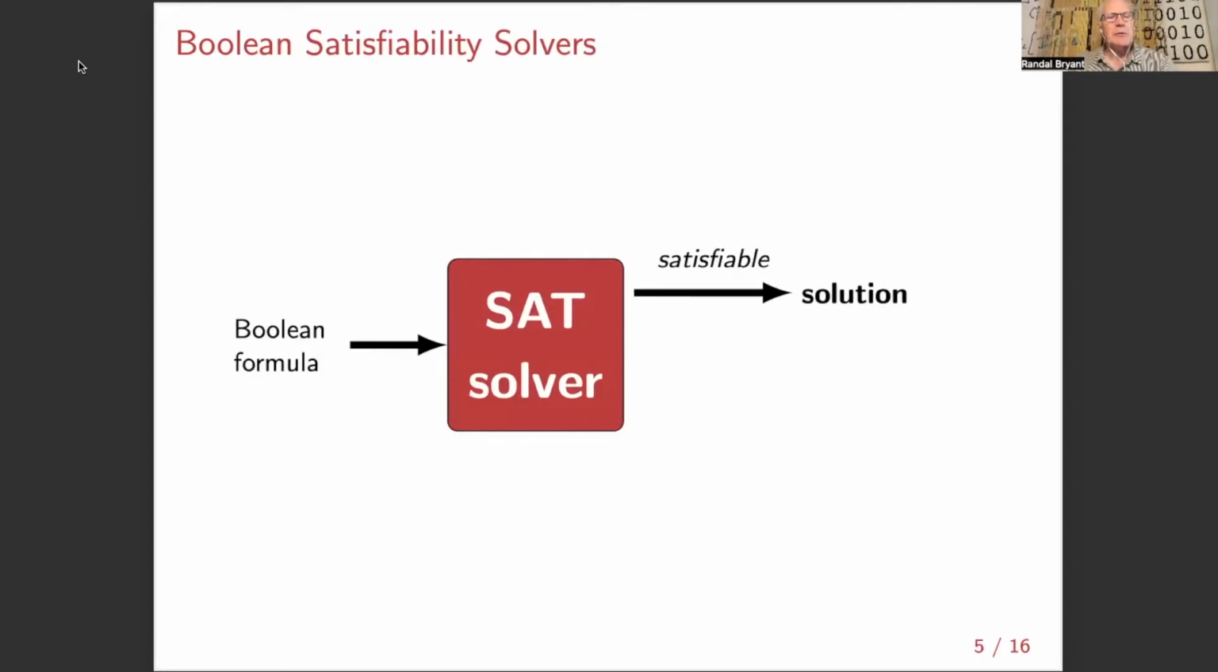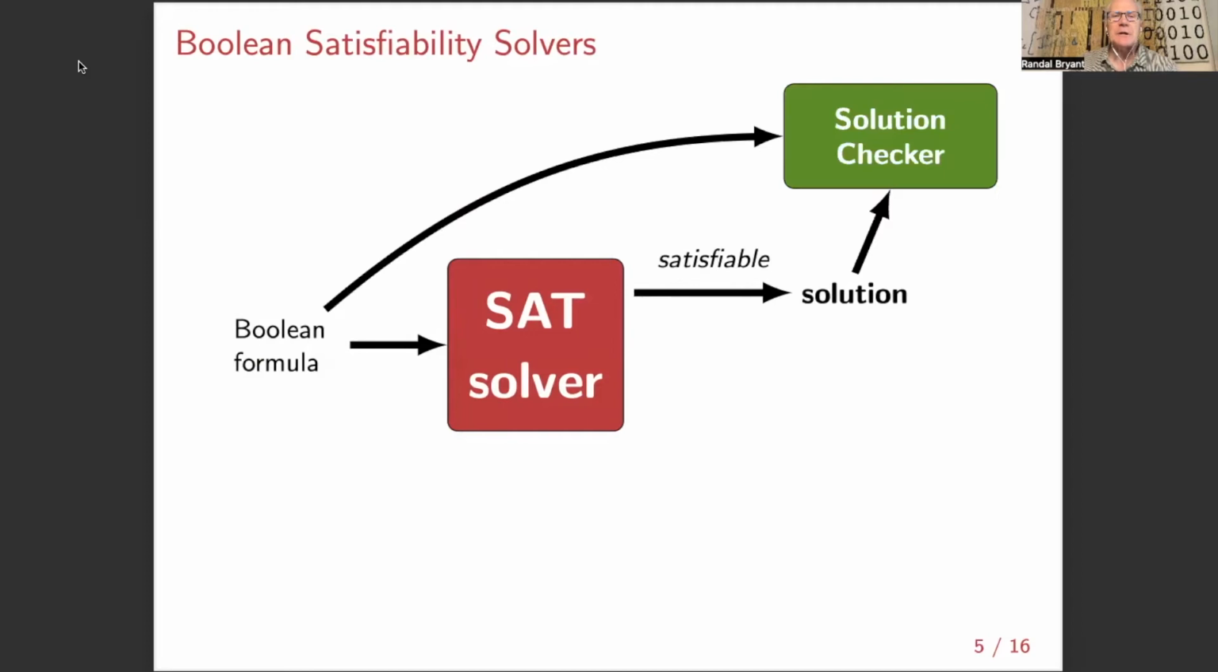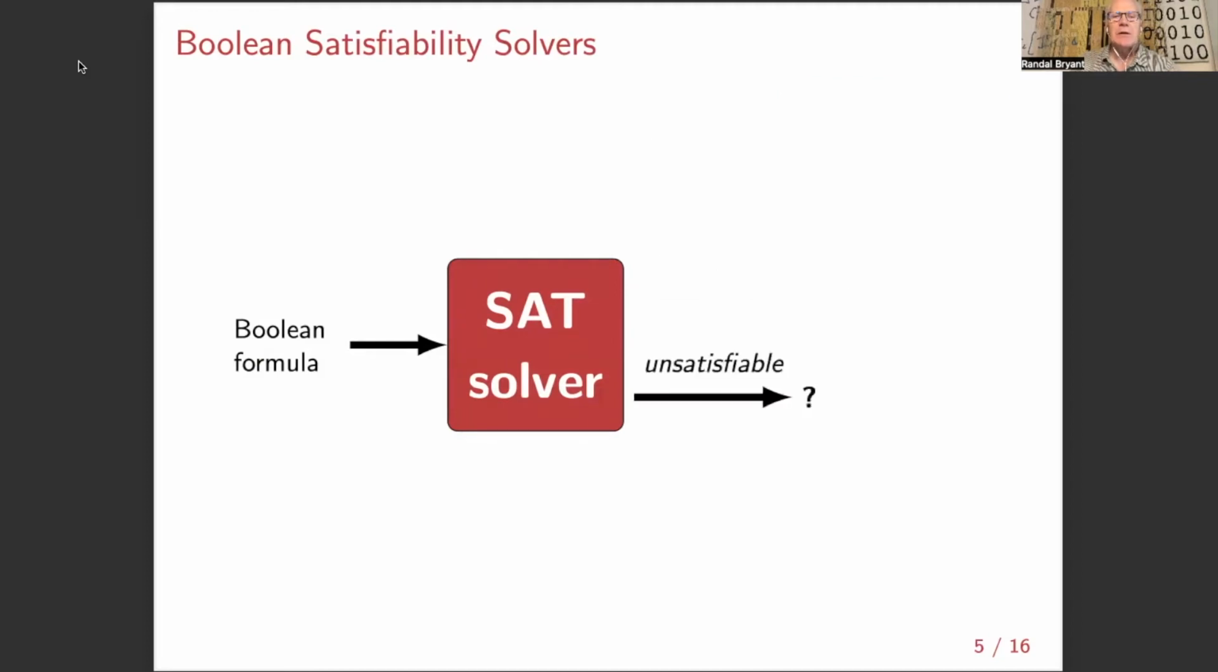We can think of it as a program that takes a Boolean formula, and if the formula is satisfiable, it will produce a solution. And so we can easily check that that solution satisfies the formula. The tricky part becomes, what if it declares it to be unsatisfiable? How can we be sure that the solver has really searched through all possible solutions to this formula and detected reliably that none of them will satisfy it?